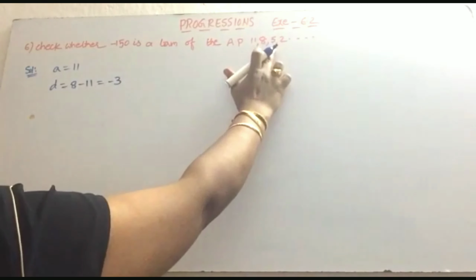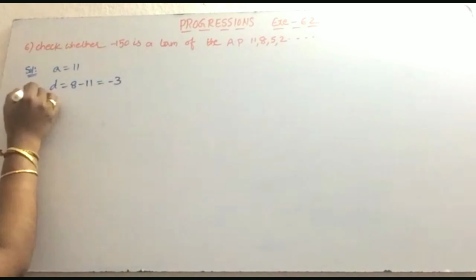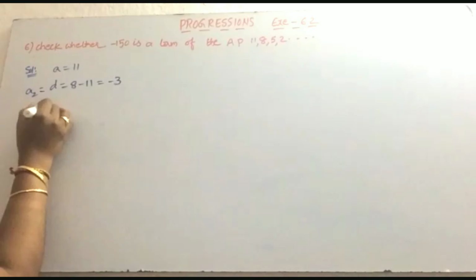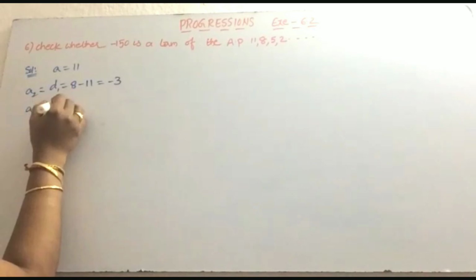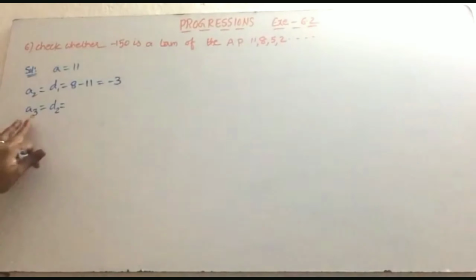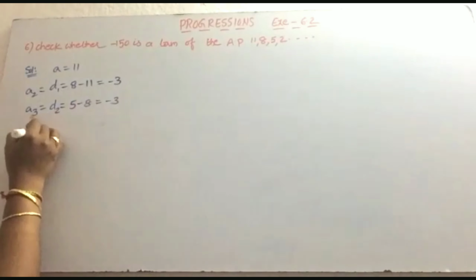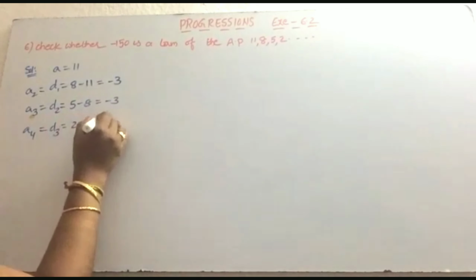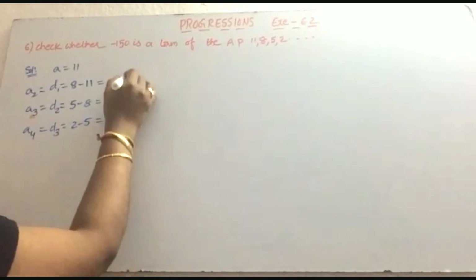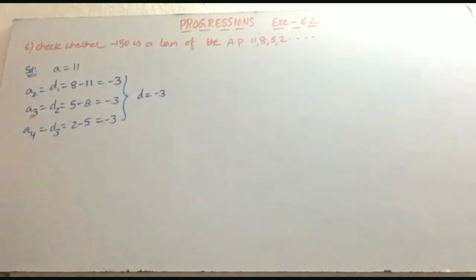And we will take this a3 minus a2, 5 minus 8. So this is a2, a3 is equal to, so this is d1, and d2 equal to 5 minus 8, that is minus 3, and a4, that is d3, equal to 2 minus 5, that is minus 3. So the common difference d equal to minus 3. So these are in AP.